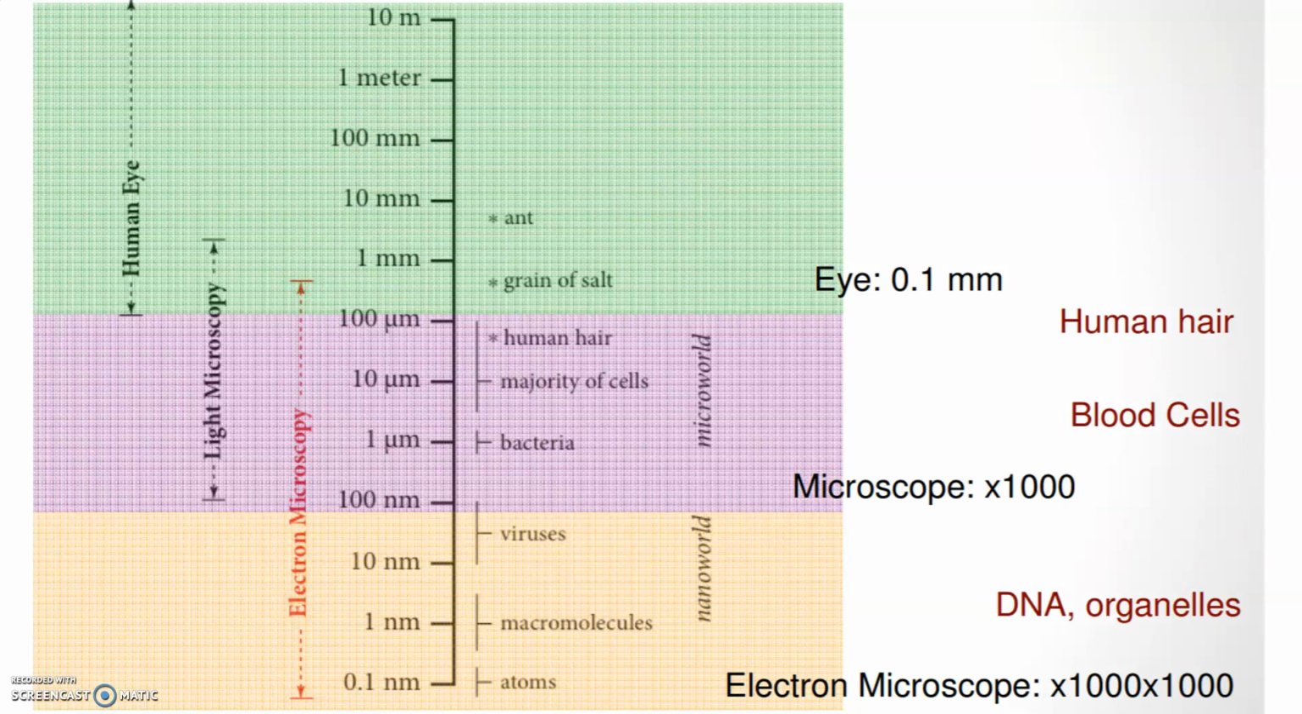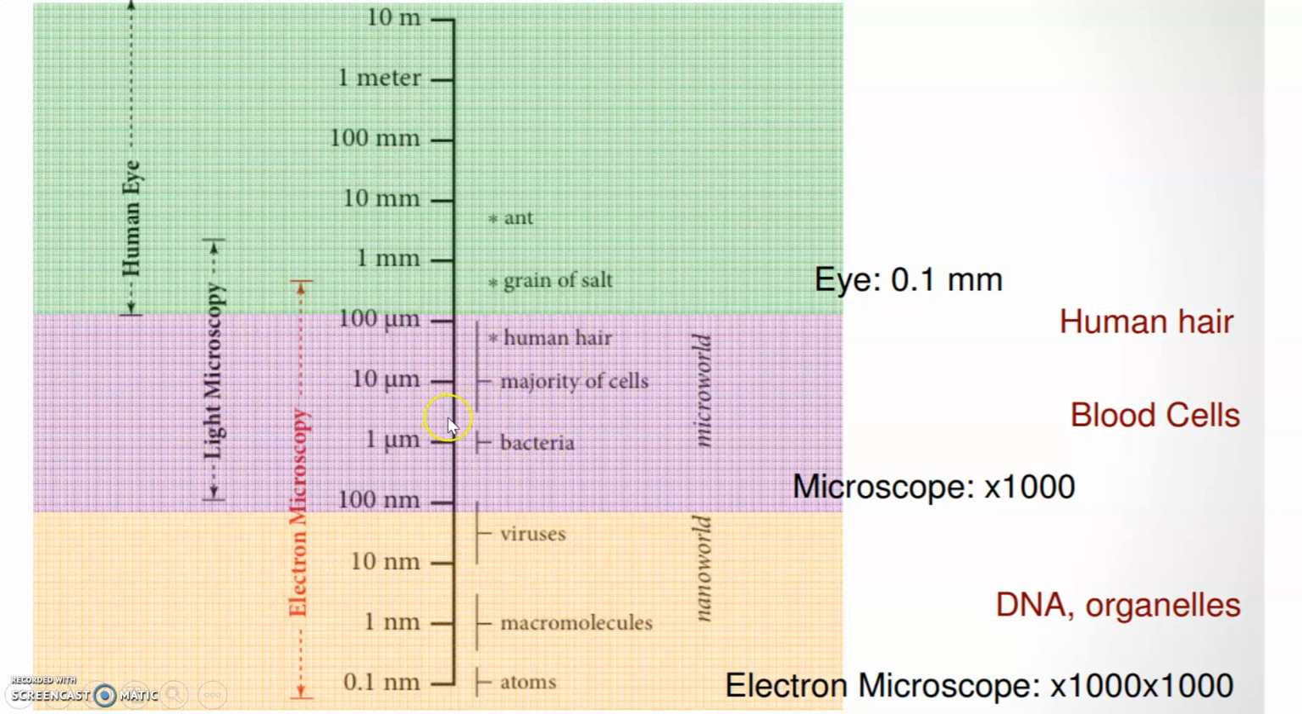So these are the different magnifications of microscopes. We can see the range visible with our human eye, that is 10 millimeter, 1 millimeter, etc. This can be visible with our human eye, and this portion is not visible with our human eye. This can be visible through light microscopy.